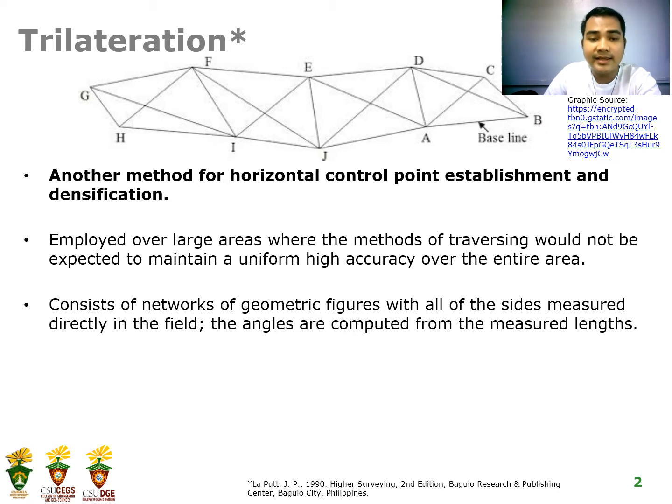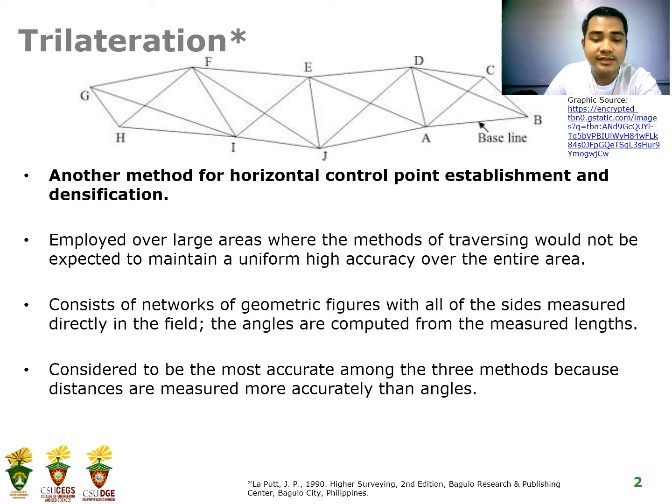field. So unlike triangulation, in trilateration, what is measured is the sides. So it does not deal with angles. The angles are computed from the measured length. So instead, in the trilateration method, you measure the distances. So out from those distances, we can now determine the angles. In triangulation, the angles are measured, then we calculate the distances.